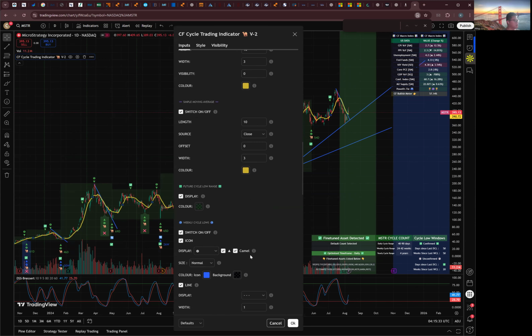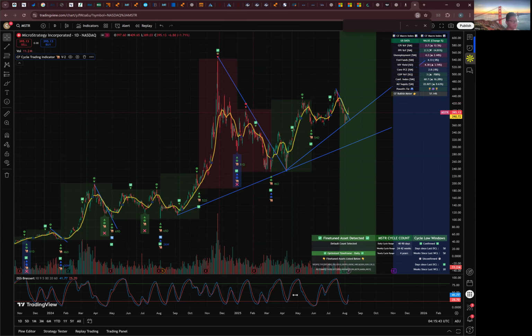Moving down, you see here future cycle low range. If I disable, you'll see that this disappears. I usually want it to be there so that I can time my entries. And so after that, I identify the relevant cycle window.